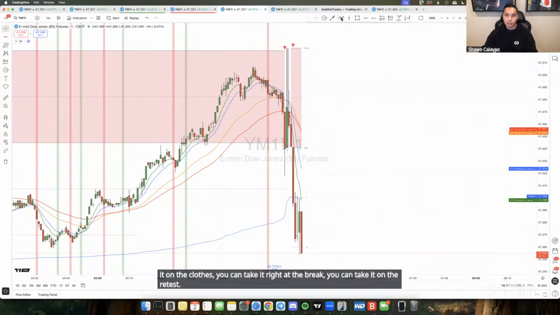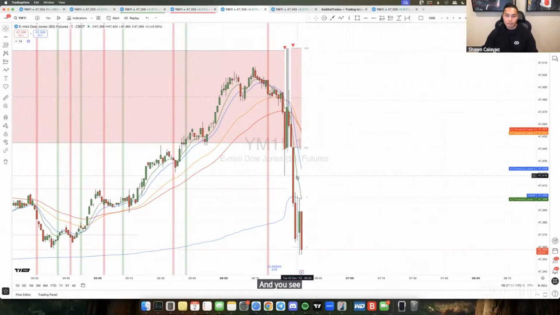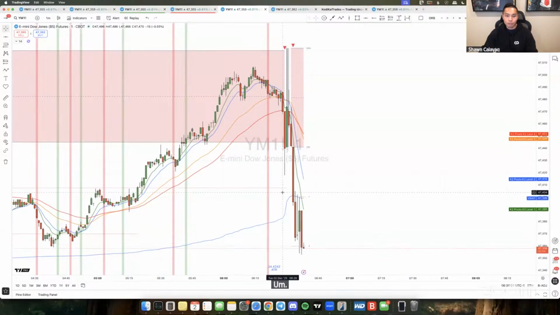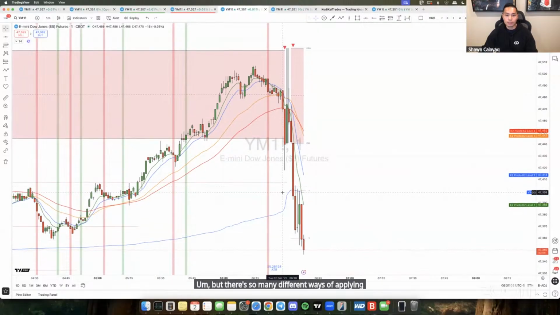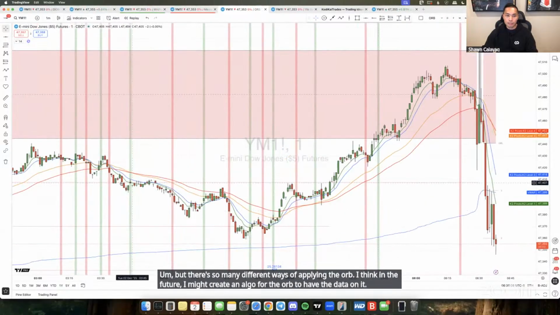For me personally, I used to take the ORB on the retest, and you see in a market like this, it doesn't come back to retest. So for me, I just wouldn't have an entry for the ORB here. But there's so many different ways of applying the ORB. I think in the future, I might create an algo for the ORB to have the data on it because I don't really trust the ORB really.